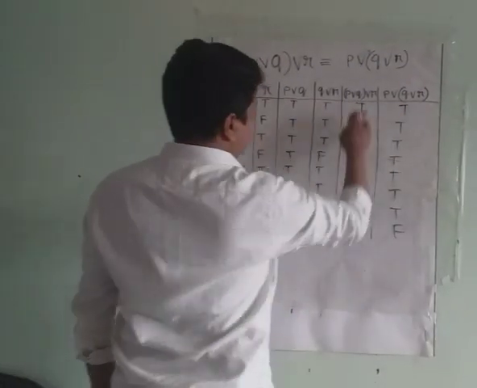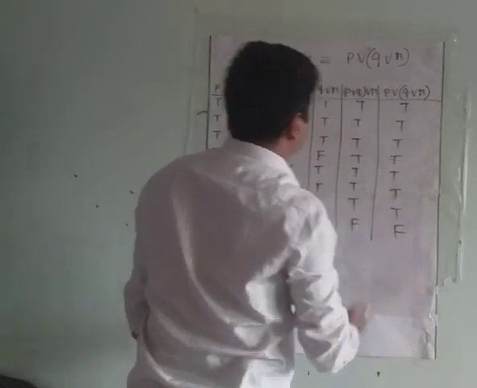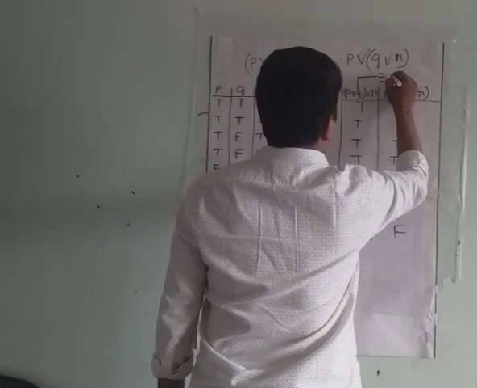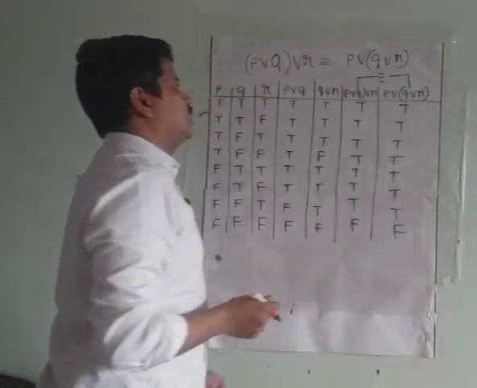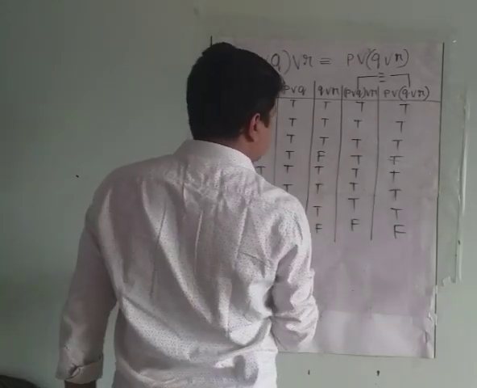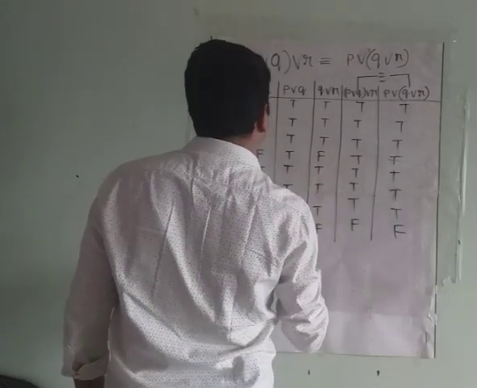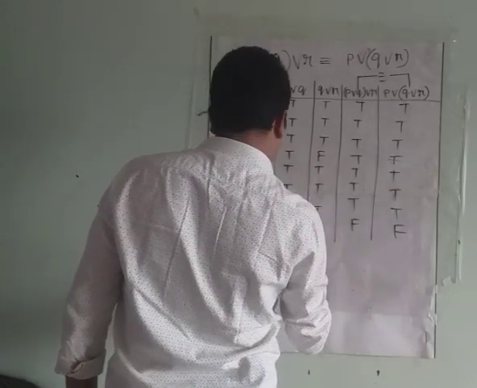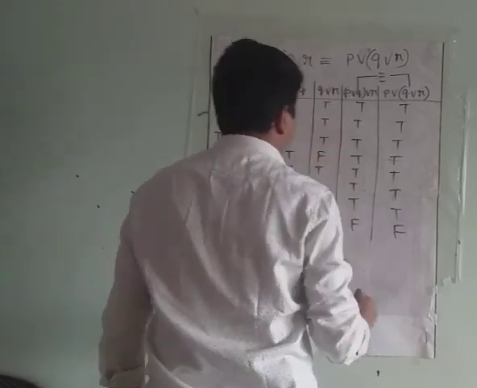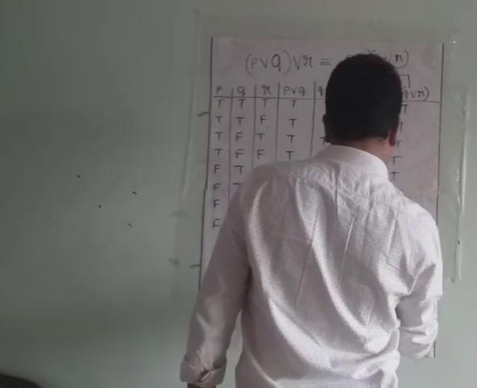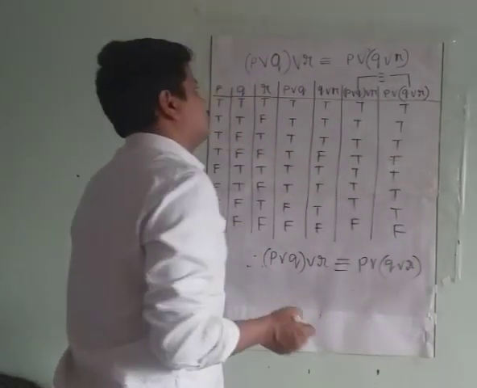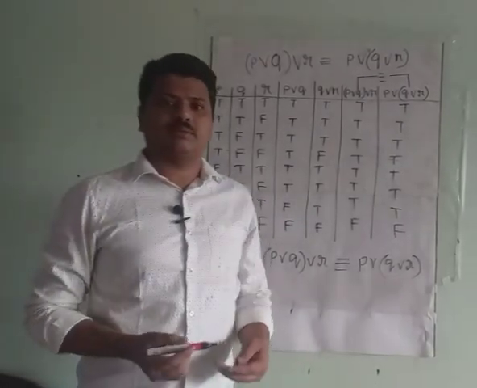You can see this column and this column are exactly identical. Therefore, this one is equivalent to this. Therefore, P disjunction Q disjunction R is equivalent to P disjunction Q disjunction R. I think it is okay.